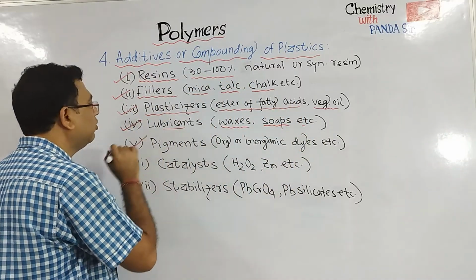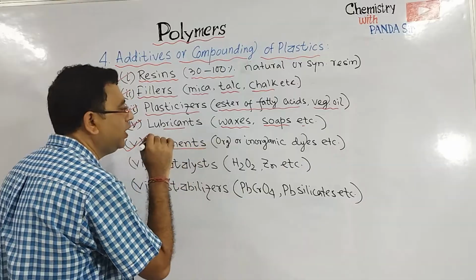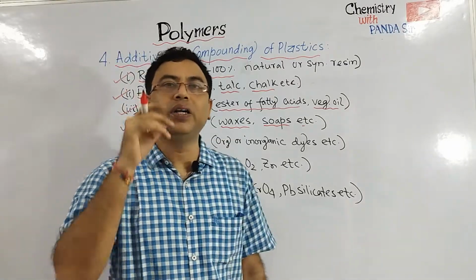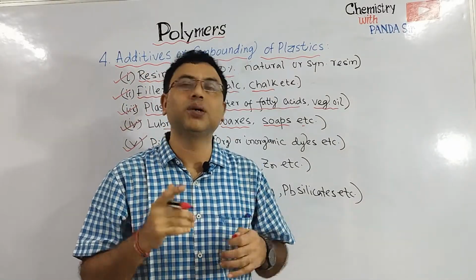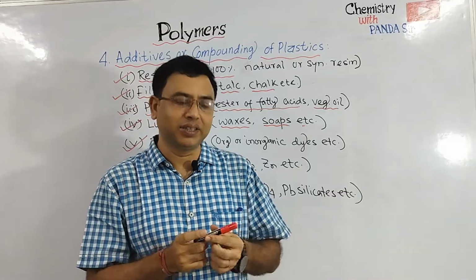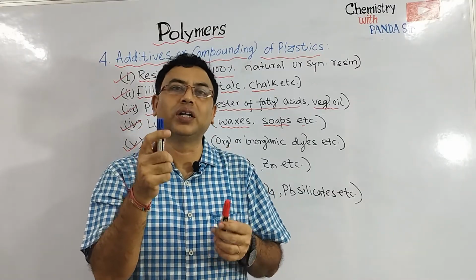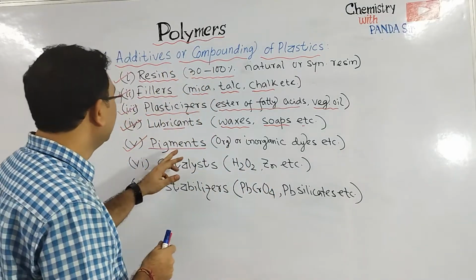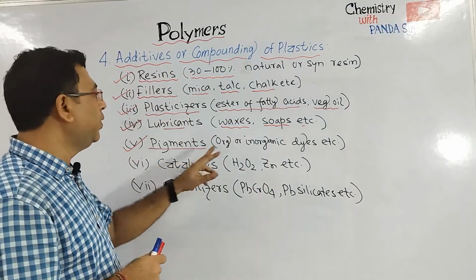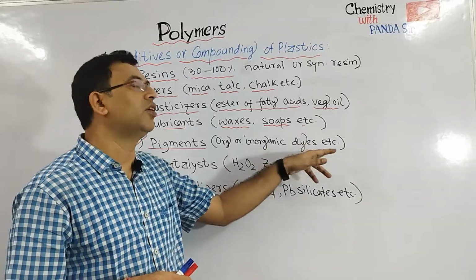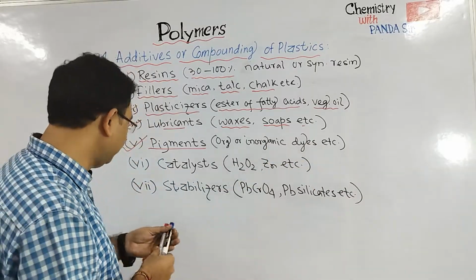Going ahead, the fifth is the pigment. From the name you understand that pigments are responsible for the color of the polymer or the plastic. You can see the pen I am holding, which is a beautiful red color. This is a blue color. This color comes from the pigments. In the pigments we can use organic or inorganic dyes. That is very common.